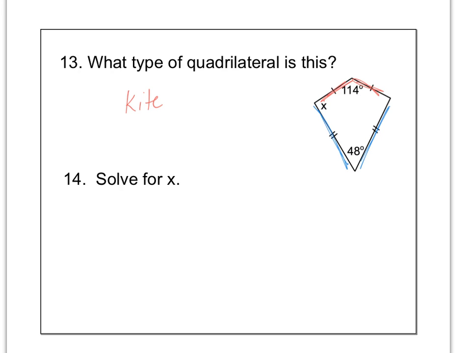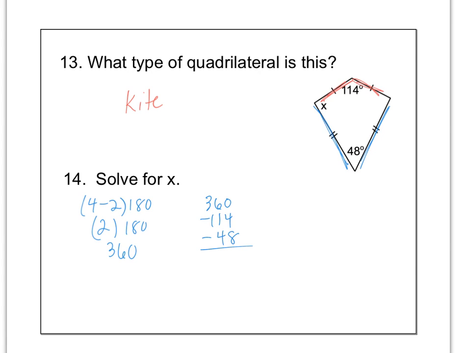One thing I know about quadrilaterals is the angles add up to 360. Now if you forget that, remember it has 4 sides, and 4 minus 2 times 180 is 2 times 180, which is 360. So that's what the 4 corners add up to. So what I'm going to do is take 360 and subtract the 114 and the 48. I'm going to subtract those both away from 360. So I'll type that in quick.